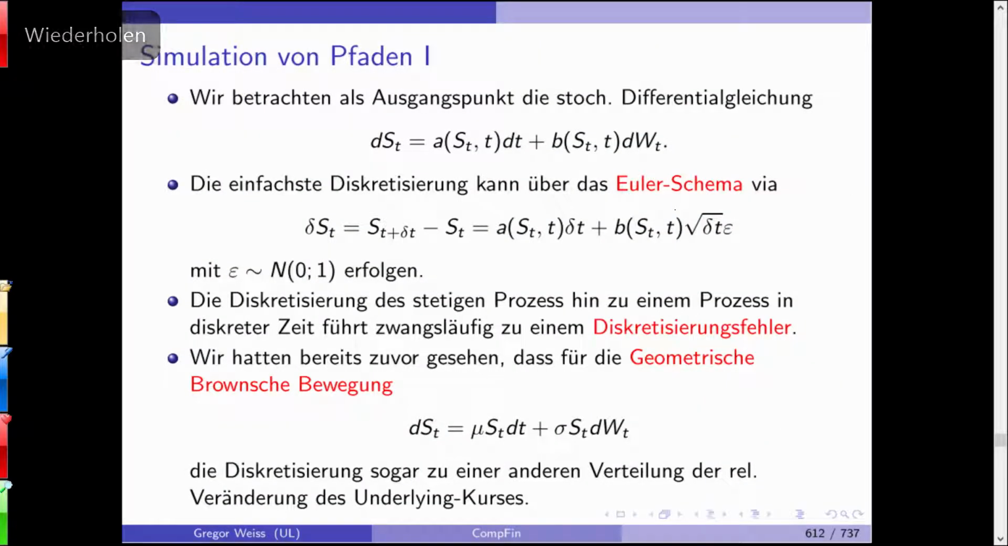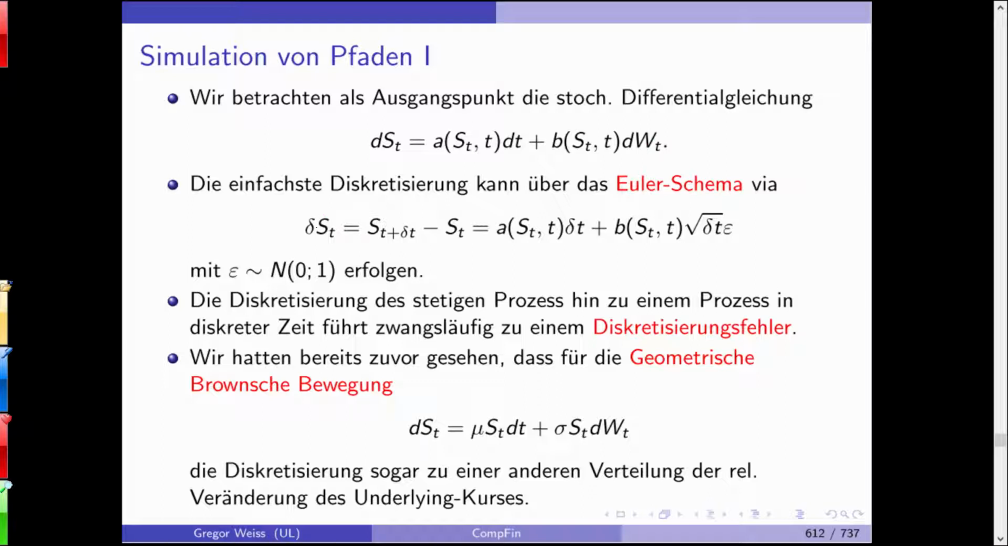First of all, we need to simulate from the geometric Brownian motion. This is the basic starting point. We need to simulate this. So we start with the stochastic differential equation here: dS_t is equal to a dt plus b dW_t. The simplest discretization is done by the so-called Euler scheme.